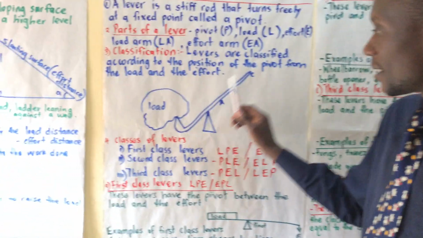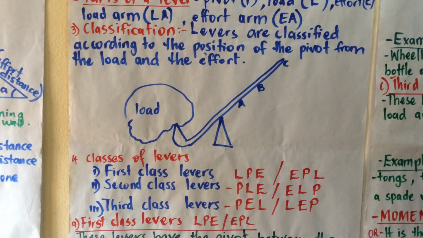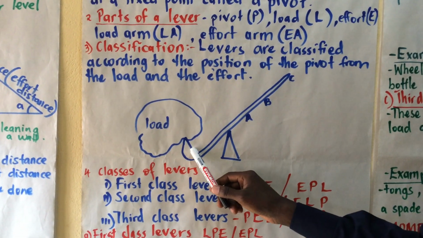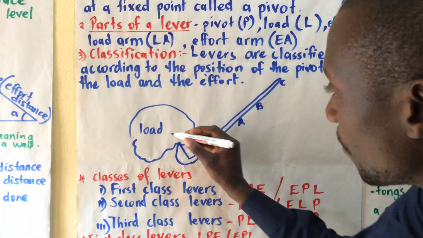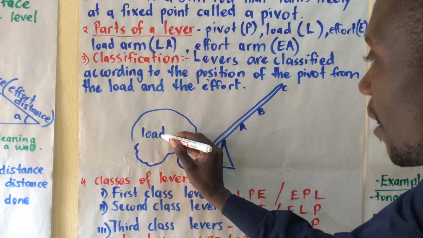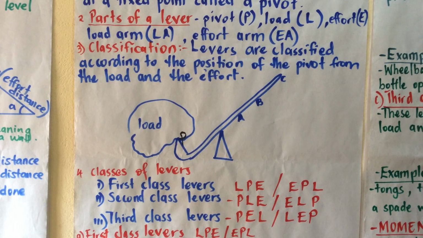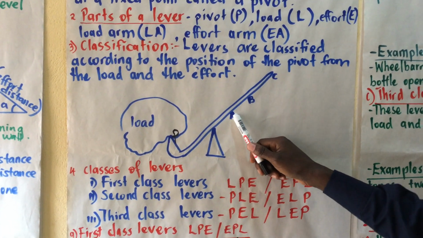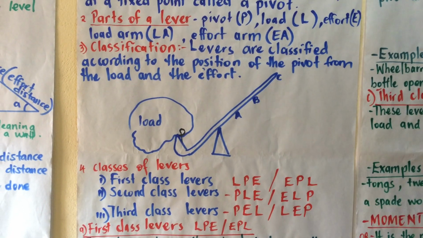This illustration, this is a crowbar. It is a first class lever. Why is it regarded as a first class lever? Because the pivot is in between the load and the effort. So they are asking us, where can someone handle so that they can use less effort?